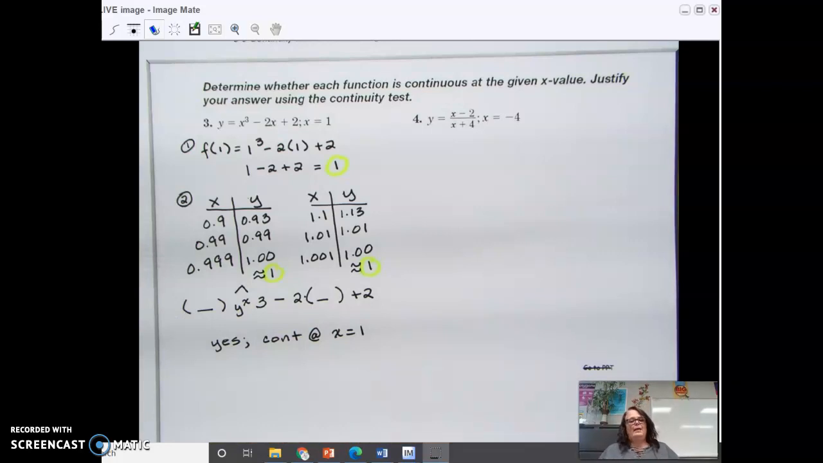And again, we can't say it's continuous everywhere because we don't know that. If you don't believe me, you can test it on Desmos and see if it's true. All right, so see what you can do with number 4. Go ahead and pause the video and give that one a try.